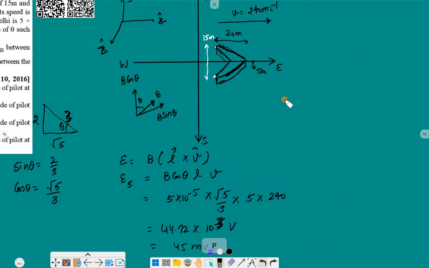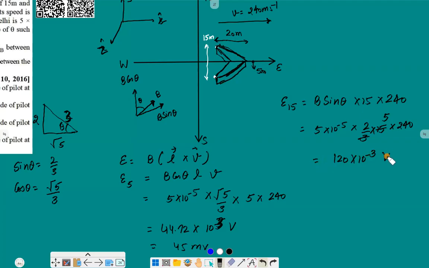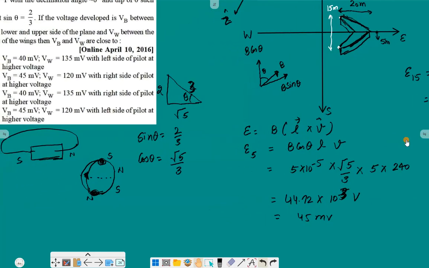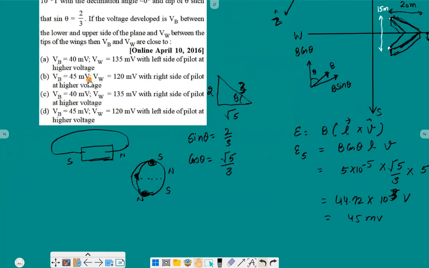that EMF in the 15-meter length will be given by B sin theta into length, that is 15, and into velocity, that is 240. So B is 5 into 10 raised to power minus 5, sin theta is 2 by 3, into 15 into 240. So this will go to 5, and this will give us 120 into 10 raised to power minus 3 volts. So we got both of the values, 120 and 45.